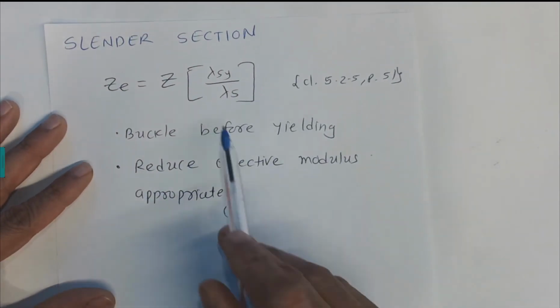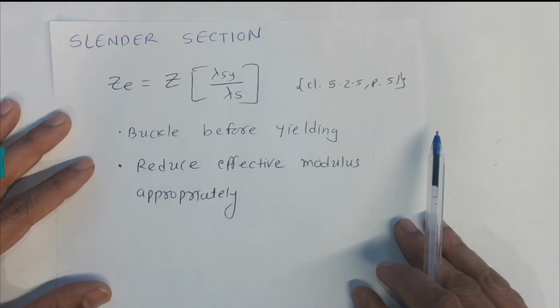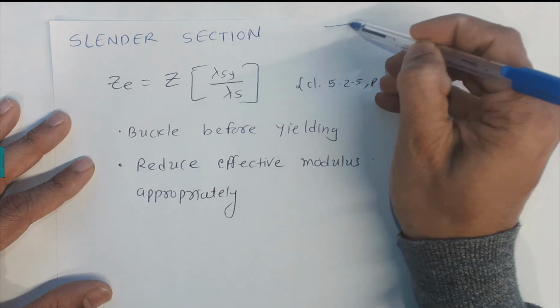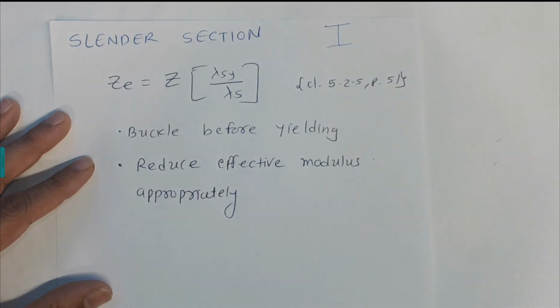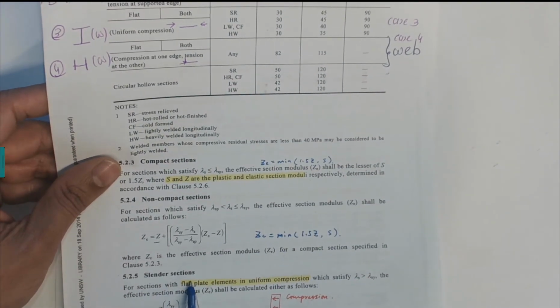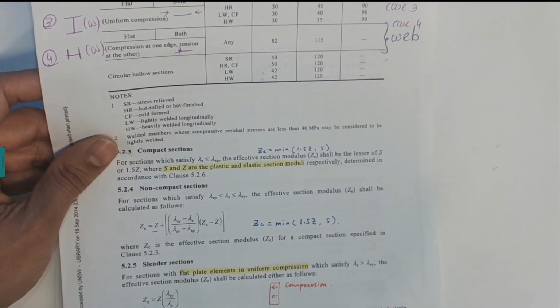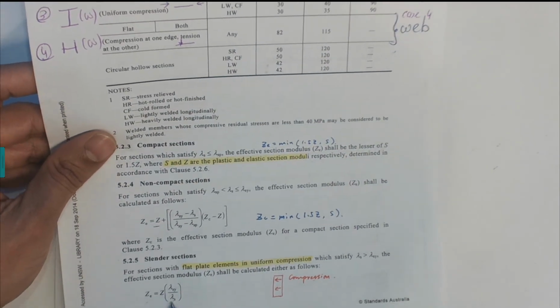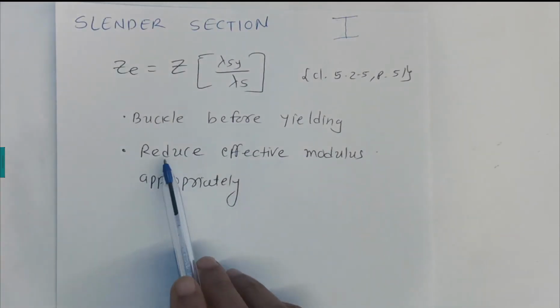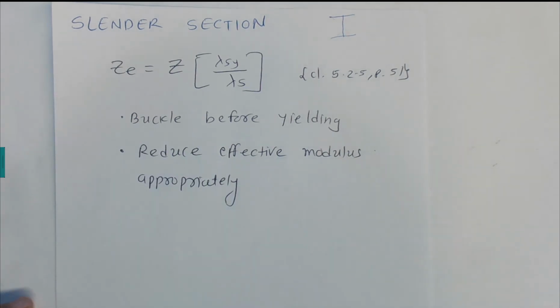And the last one that we would like to talk about is the slender sections. In the case of slender sections, the effective section modulus is very low, the lowest among the last two, compact and non-compact, and a slender section is made of very thin plates. The information is given in the clause. This equation is given in clause 5.2.5 on page number 51, where we are reducing the effective section modulus by this ratio, and that reduces the effective modulus appropriately, and it buckles before yielding. Thank you.